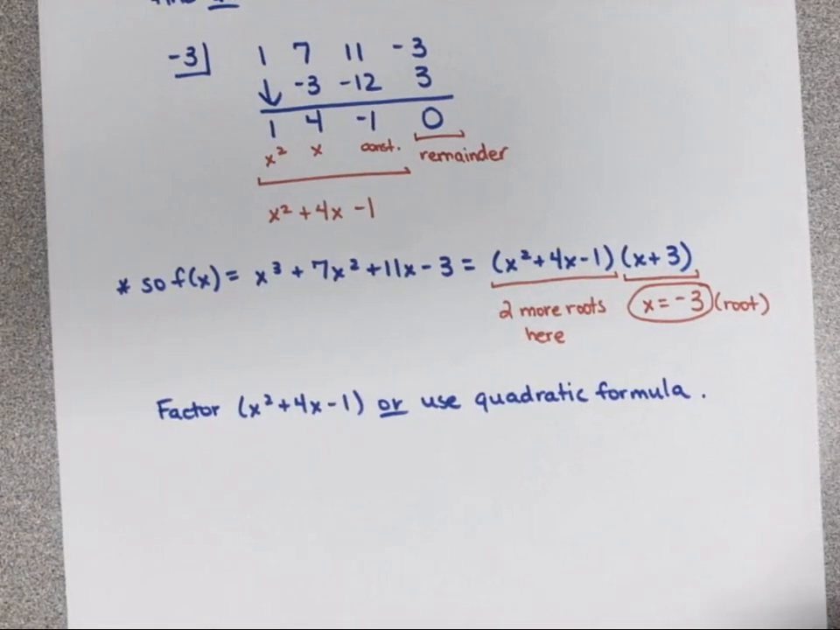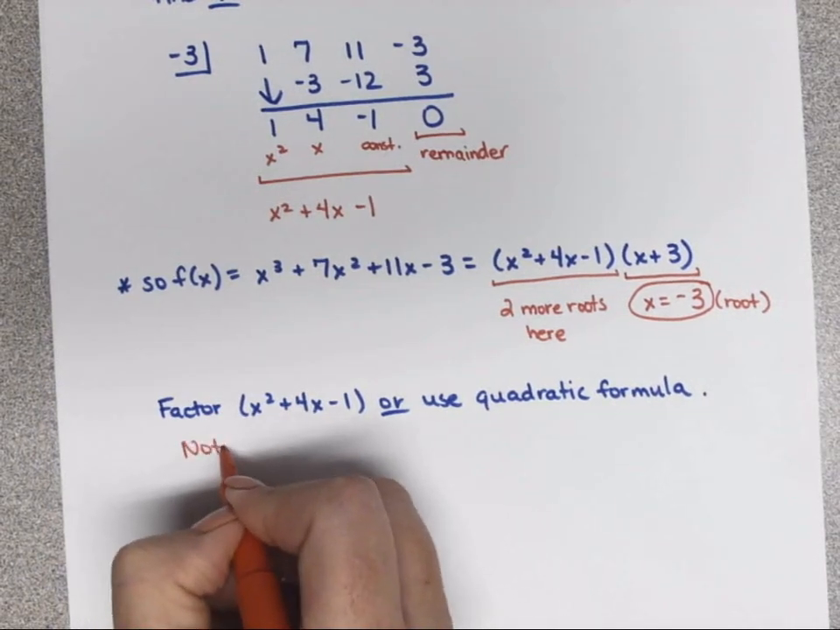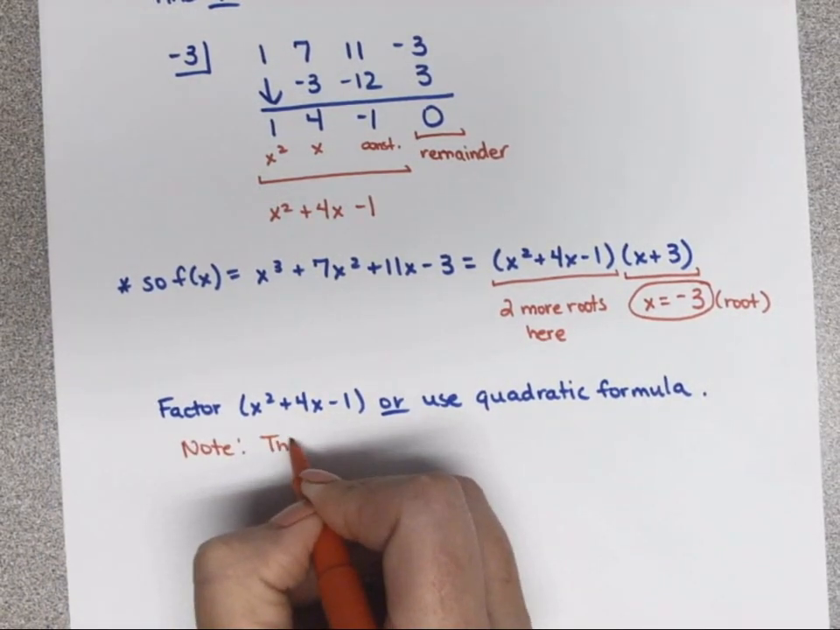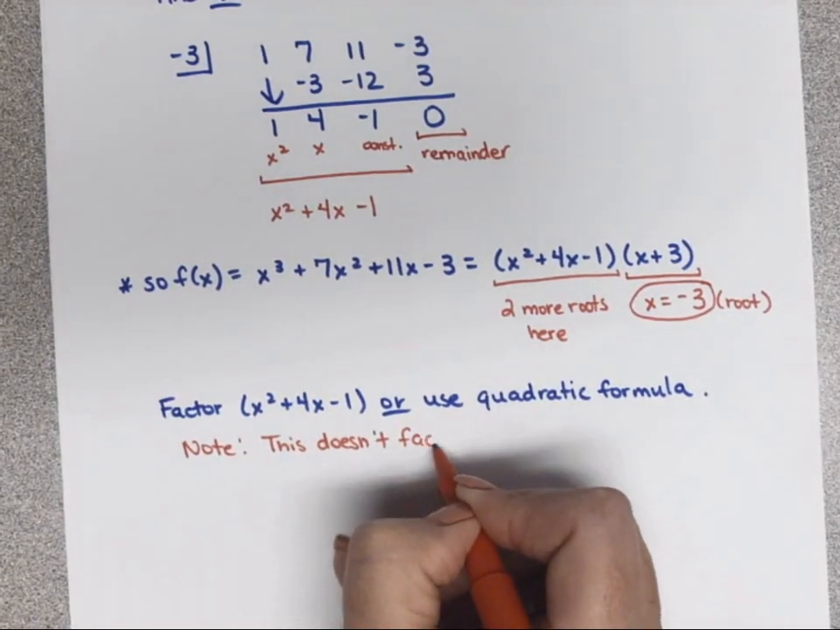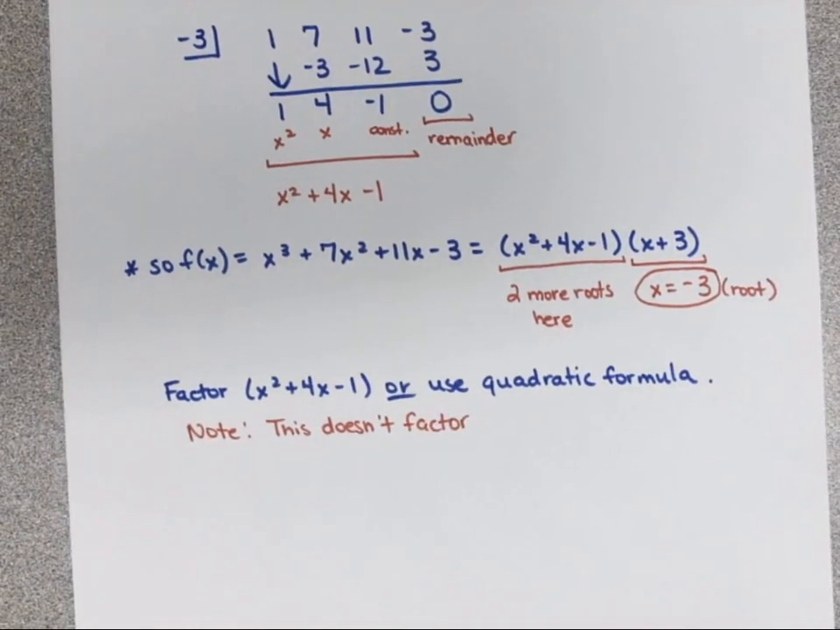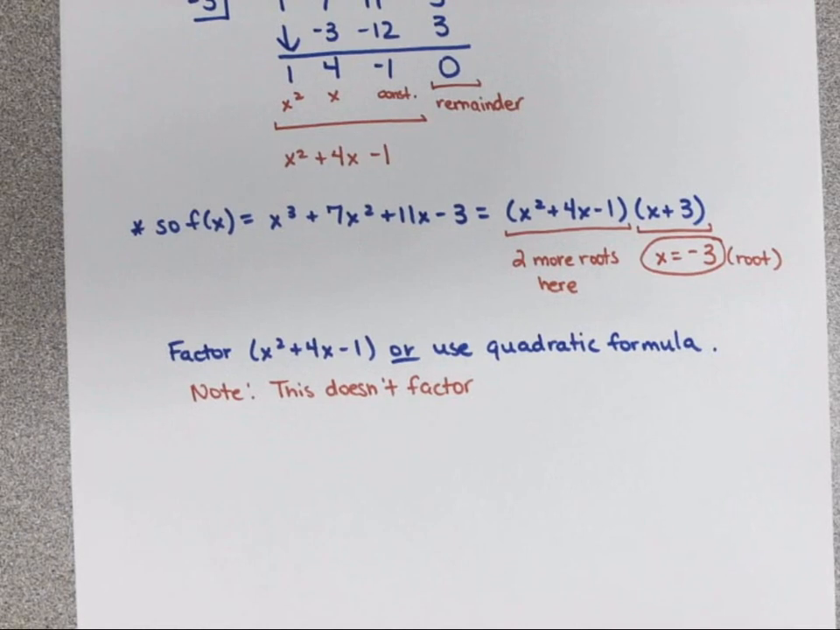Okay? Note that we can't factor this. Why do I say that? How come I know this doesn't factor? Try your AC method, and what do you notice? We'd have to be listing factors of -1 that add up to 4, and that's not possible, right? That's never ever going to happen.